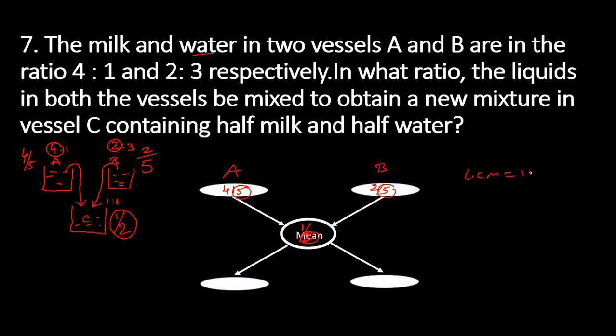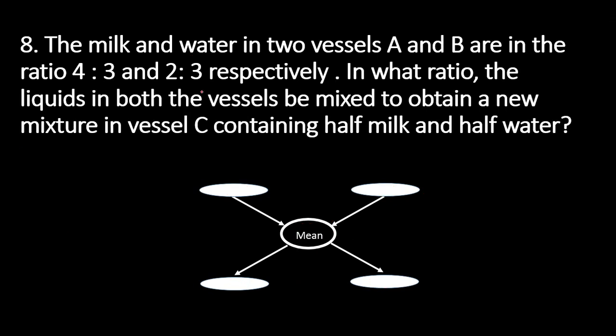LCM is equivalent to 10. Now 4 by 5 can be written as 8 by 10. Here 2 by 5 can be written as 4 by 10. 1 by 2 can be written as 5 by 10, to make our calculation simple. Now 8 by 10 minus 5 by 10 is 3 by 10. And 5 by 10 minus 4 by 10 is 1 by 10. So what is the ratio you are getting? 1:3. So A and B must be mixed in the ratio 1:3.